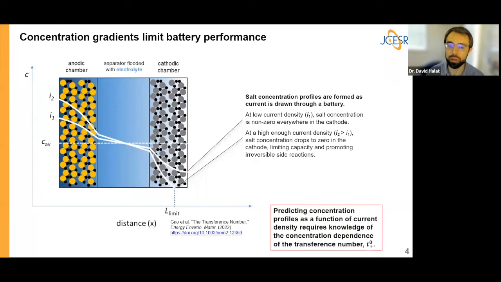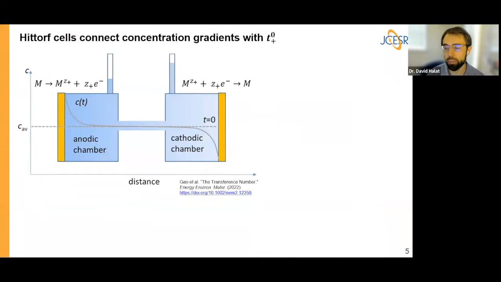So the parameter that most strongly affects the formation of these concentration gradients is the transference number. In particular, it's the concentration dependence of that transference number that allows for the prediction of these concentration profiles as a function of current density. Okay, so I mentioned the transference number may be thought of as the fraction of current carried by the cation in a uniformly concentrated electrolyte. It may not be obvious how that even relates to concentration gradients, or why the transference number has this 0, which is with respect to solvent.